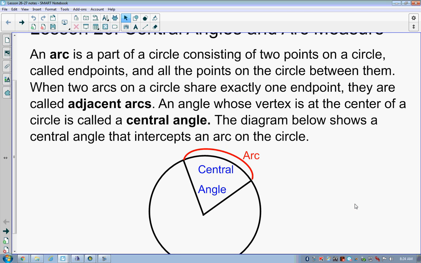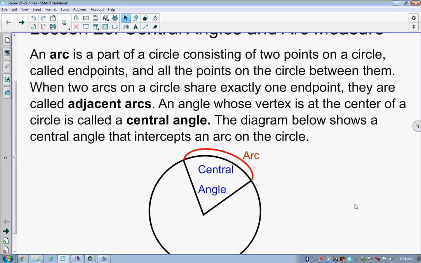Consisting of 2 points on the circle, and all the points on the circle between them. So when two arcs on a circle share exactly one endpoint, they're called adjacent arcs. So we can have more than one arc right next to each other. This would be like adjacent angles, right? They're going to be arcs that share a common endpoint.